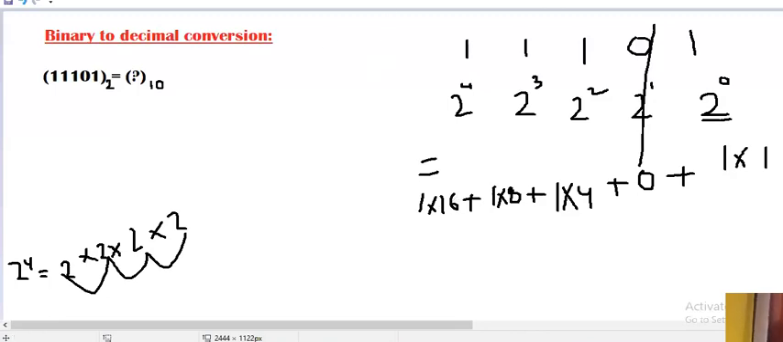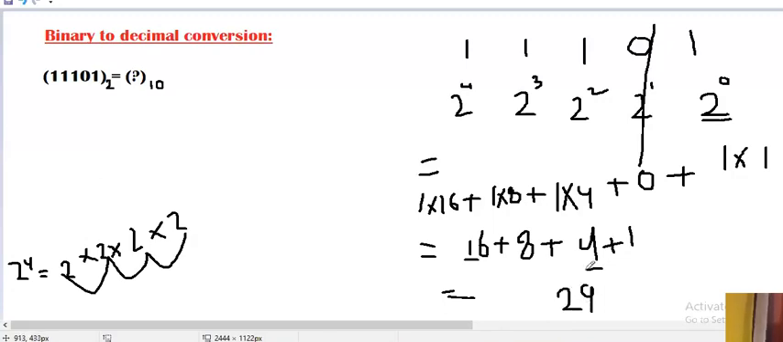Right. So now we will do the calculation. 16 multiplied by 1 is equal to 16, plus 8, plus 4. The 0 will vanish, and 1. Now we will add these. So 4 plus 1 is equal to 5. 5 plus 8 is equal to 13. 13 plus 6 is equal to 19. Carry 1. And 1 plus 1 is equal to 2. So 29 will be the answer.